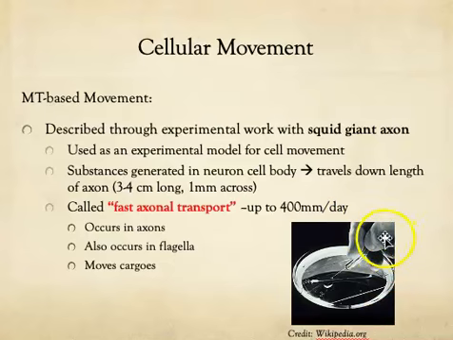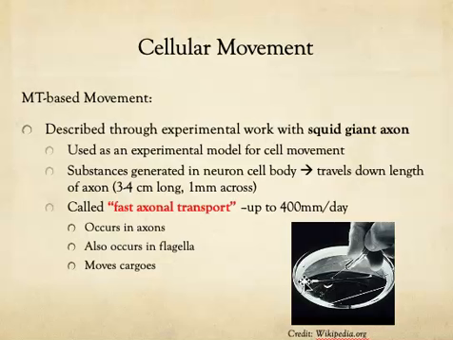You can see a person's hand here, and there's a dish. The person's holding a dropper and is manipulating this thing that looks like a white thread across the surface of the dish. This is an axon that comes out of a squid. It's called a giant axon, and it makes a wonderful model to study motor proteins.